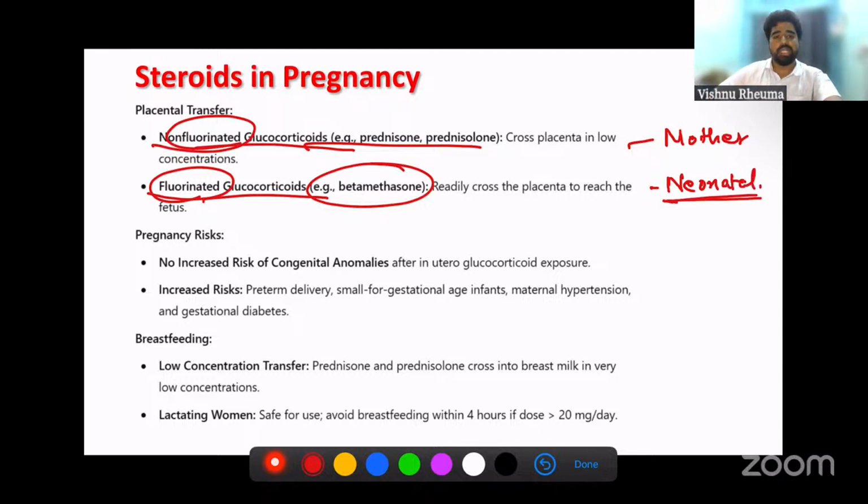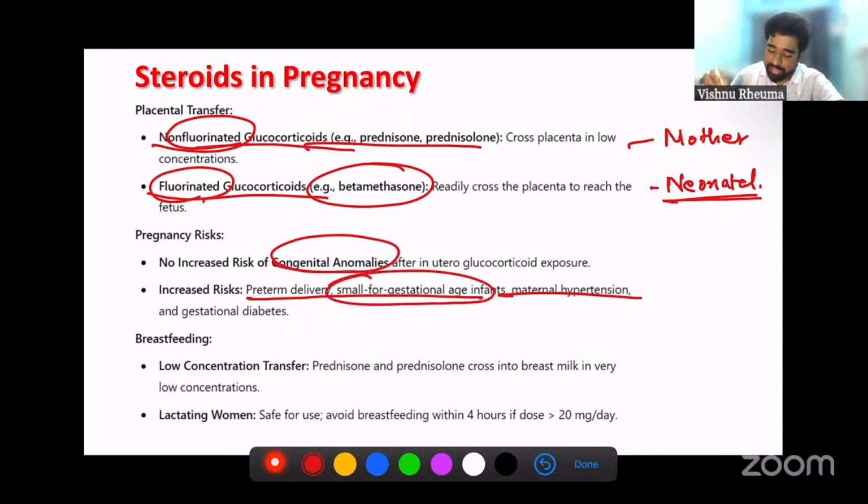Now, congenital anomalies as such are not something that happens even if you give high doses of betamethasone or dexamethasone, but there's a possibility of gestational diabetes, SGA babies, and maternal hypertension. All of these can occur, especially SGA, which you should take care of, and preterm delivery.